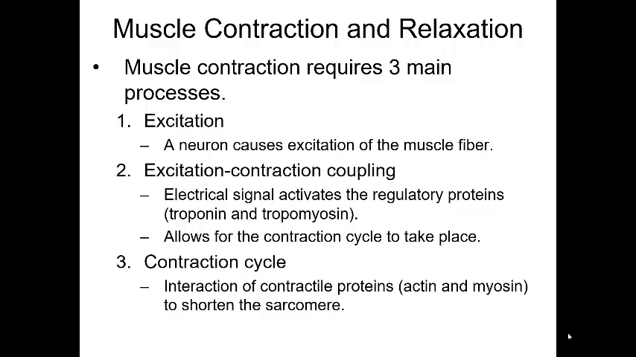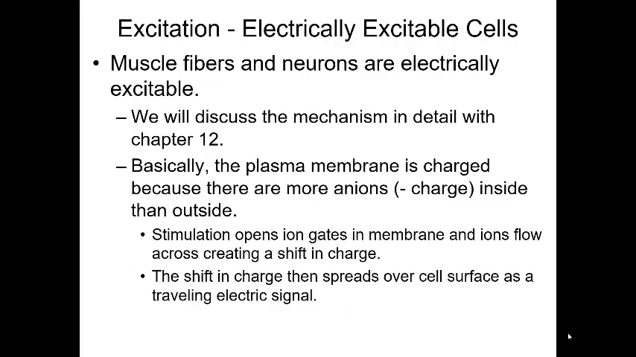The next part is the actual sliding of the thick and thin filaments. So that is the contraction cycle. The last step is the relaxation. So how the neuron brings about the signal will be discussed in detail in chapter 12, which is our nervous tissue chapter. So basically, the action potential travels down the length of the neuron, and I will explain this based on images in just a little bit.